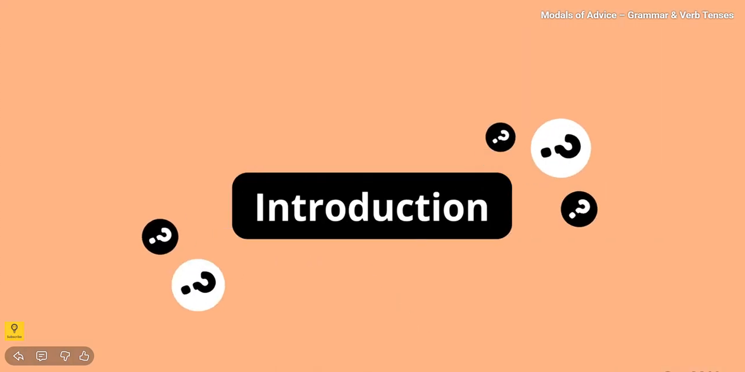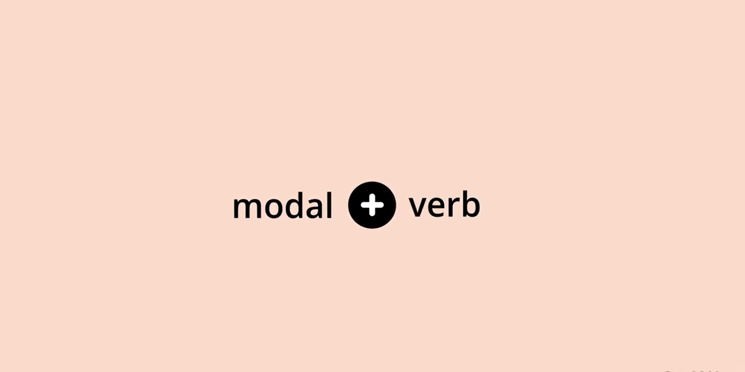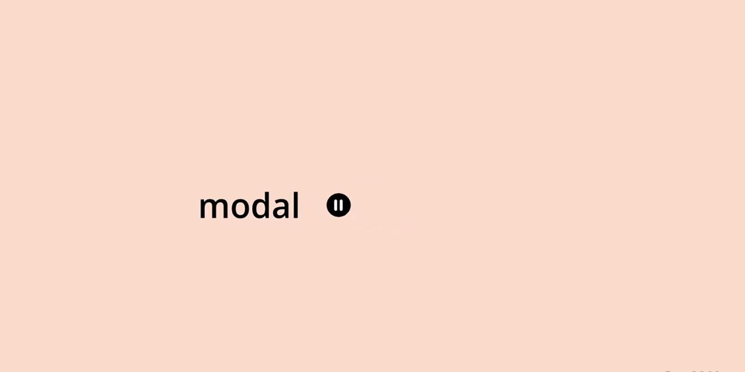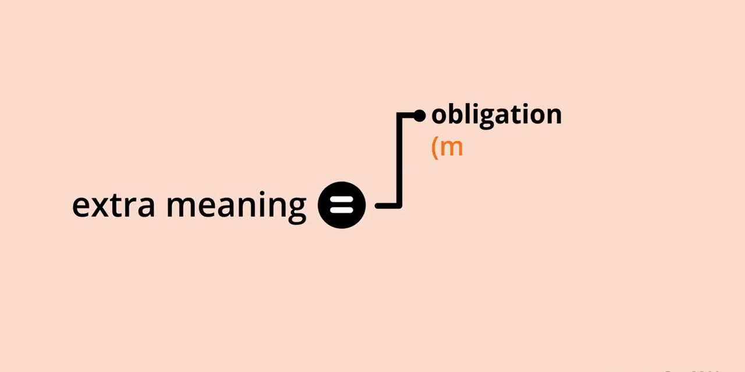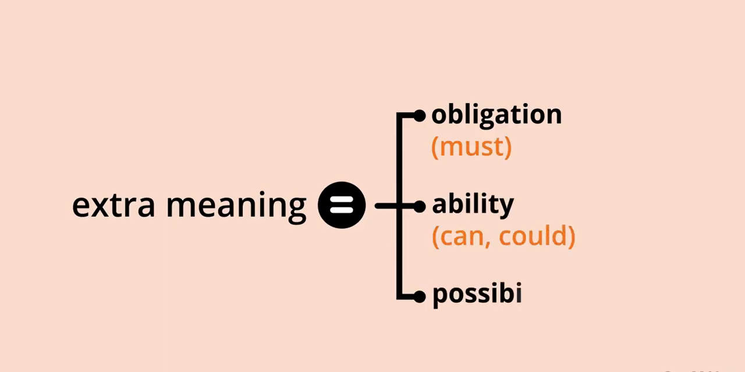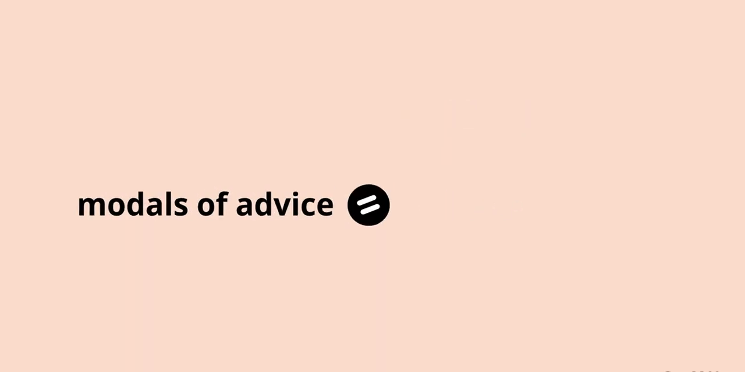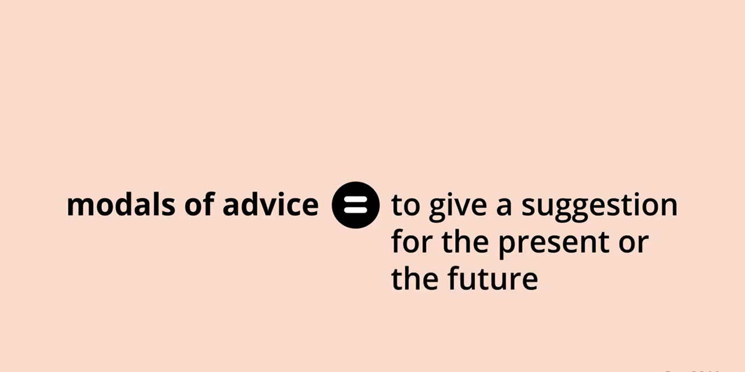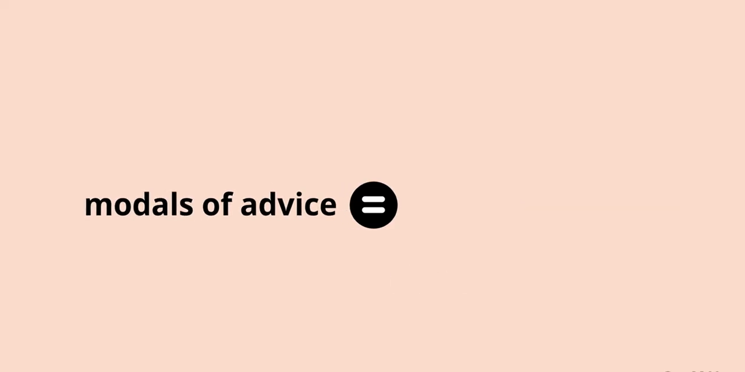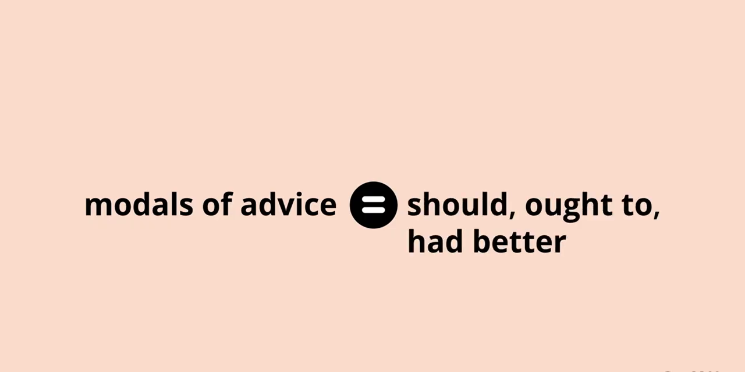What is a modal? A modal is a word that comes before the main verb. A modal gives a verb extra meaning, such as obligation, ability, or possibility. Modals of advice are used to give a suggestion for the present or the future. Modals of advice include should, ought to, and had better.